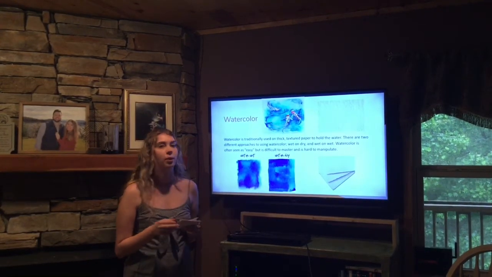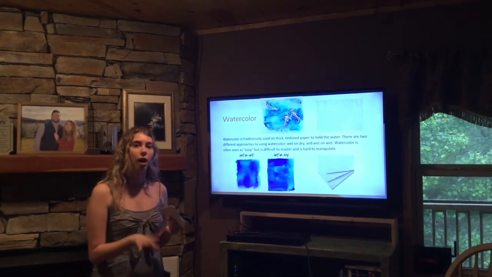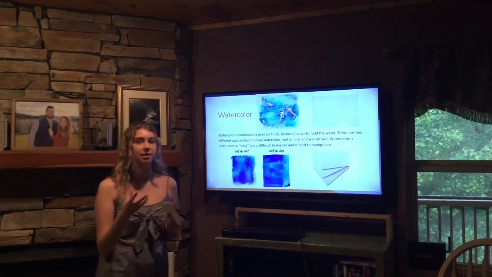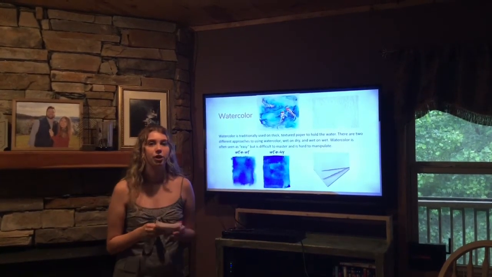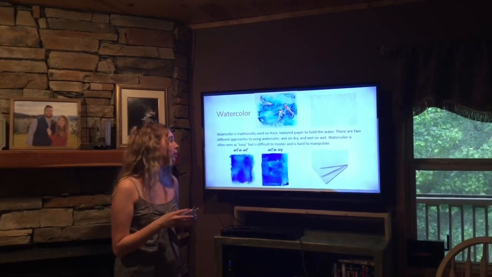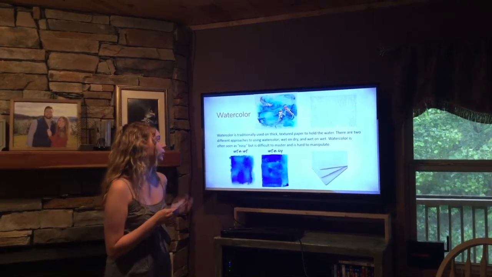Wet on dry is whenever you have thick wet paint on your paintbrush and you paint on dry paper, and it kind of has this effect right here where it kind of is like a border around the paint. And you can do wet on wet, which is wet paint on a wet piece of paper, and it has this foggy look to it, and it's also used as well.